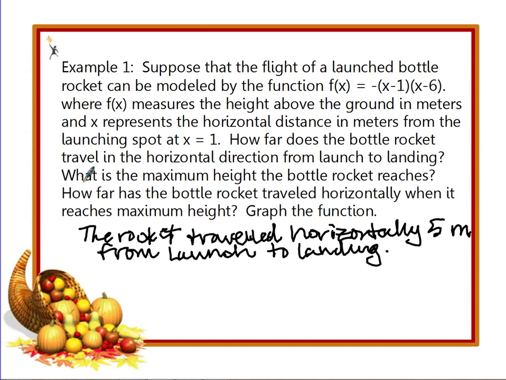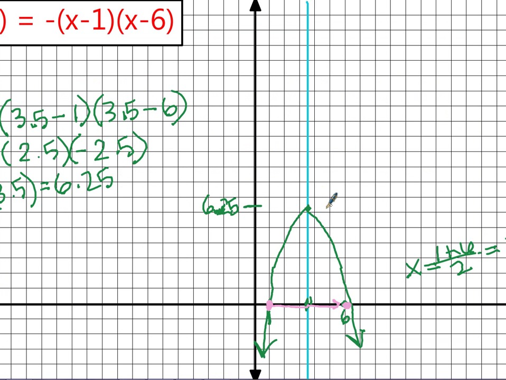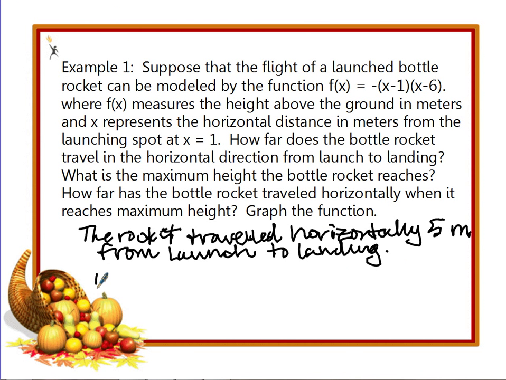The next question says, what's the maximum height the bottle rocket reaches? If we look at our graph, since our vertex is the maximum value, its maximum height was 6.25 meters. So I'll say the maximum height was 6.25 meters.